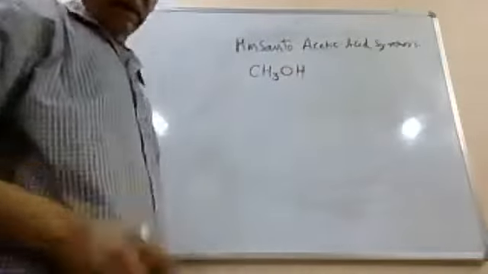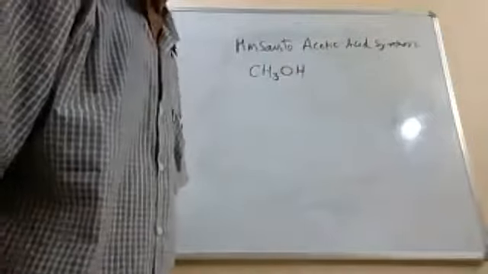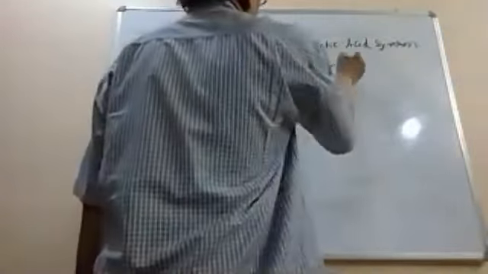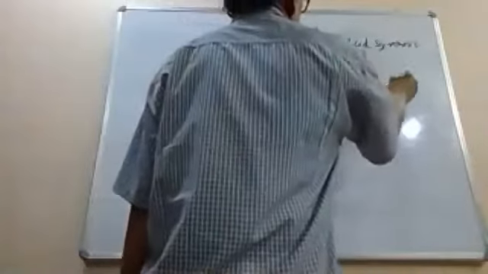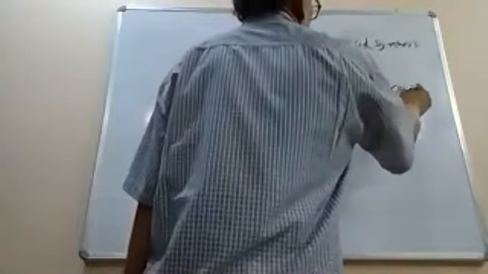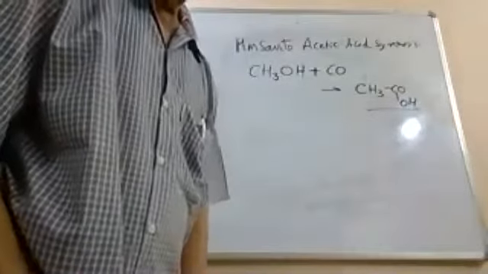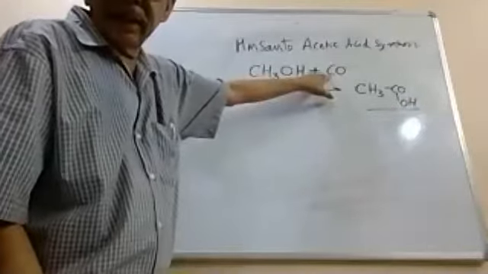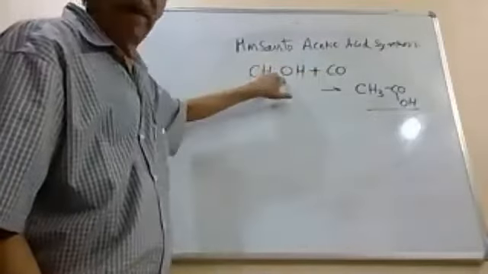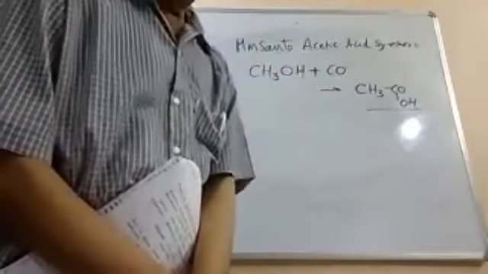We'll take methanol, instead of ethanol, which is used in the bacterial oxidations, and if you insert carbon monoxide, you get acetic acid, because you're basically making CH3COOH. That's your acetic acid. So how do we do this? How can we get this carbon monoxide to insert itself into the C-O bond of methanol to make the acetic acid? That is the whole purpose.